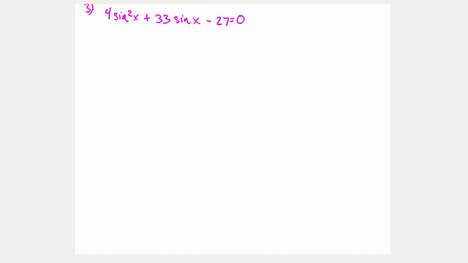Let's take a look at a third example, and this one states that we want to solve the equation of 4 sine squared of x plus 33 sine of x minus 27 equals 0.